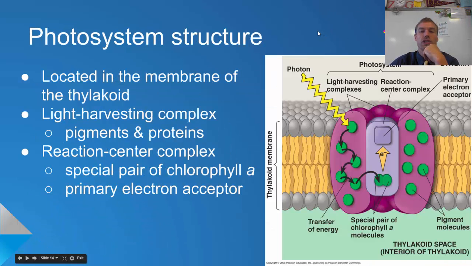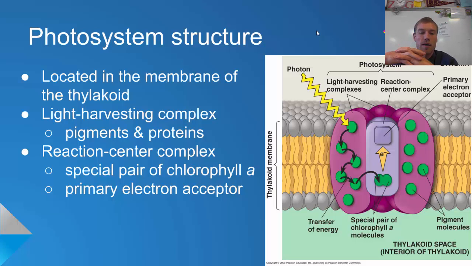So what is actually absorbing the light in the photosynthesis? What we have are these photosystem structures. These are located in the membrane of the thylakoid, which are those little stacks of things inside the chloroplast that actually contain the chlorophyll. They are a light harvesting complex. They're made up of pigments and proteins. So you've got chlorophyll A, chlorophyll B, as well as your carotenoids in there that are actually absorbing the light.